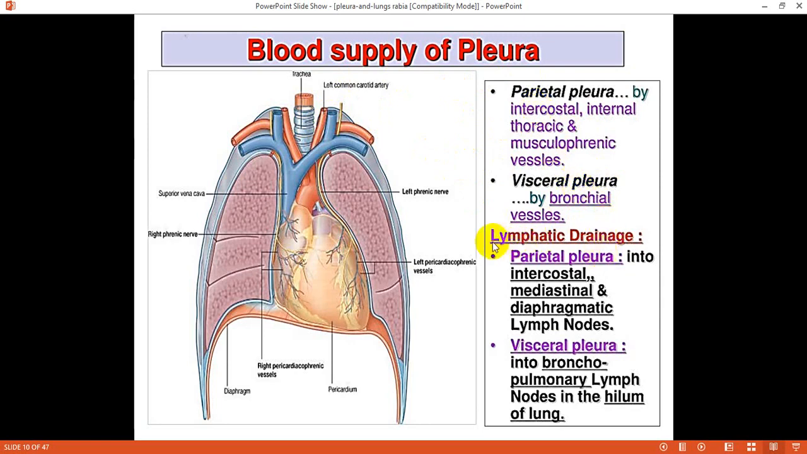Lymphatic drainage is also from parietal pleura into the intercostal, mediastinal and diaphragmatic lymph nodes according to the part they are draining. And from the visceral pleura, they are drained into bronchopulmonary lymph nodes. We will also observe these with the lungs.